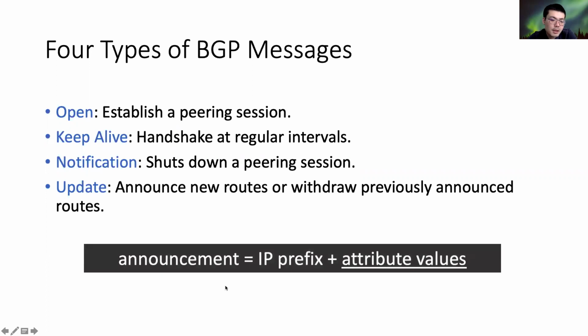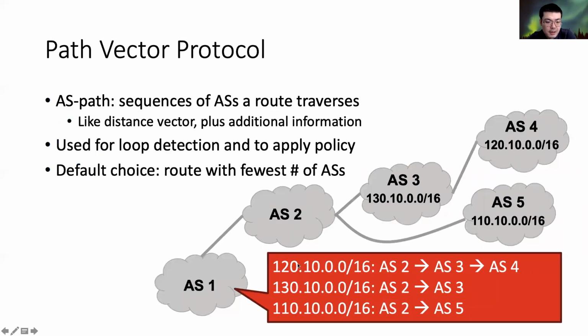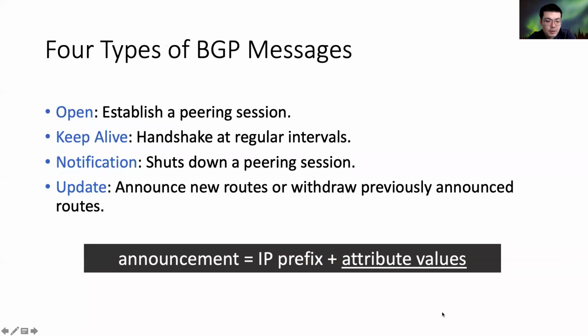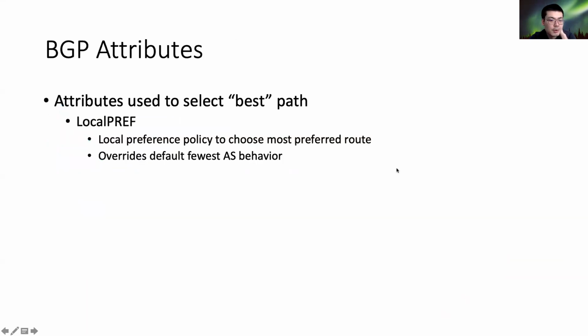So what is an announcement? An announcement is the IP prefix plus attribute values. An IP prefix is something like this, a 16-bit prefix, the first two segments of the IP address. This is basically the announcement of which destination you can reach. And then you have attributes. One possible attribute is a path, and there are some additional attributes that we will see in the next slide.